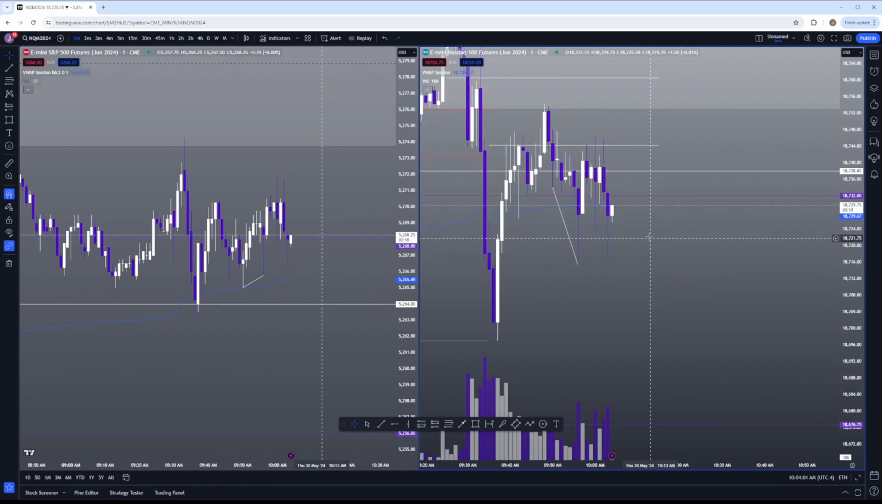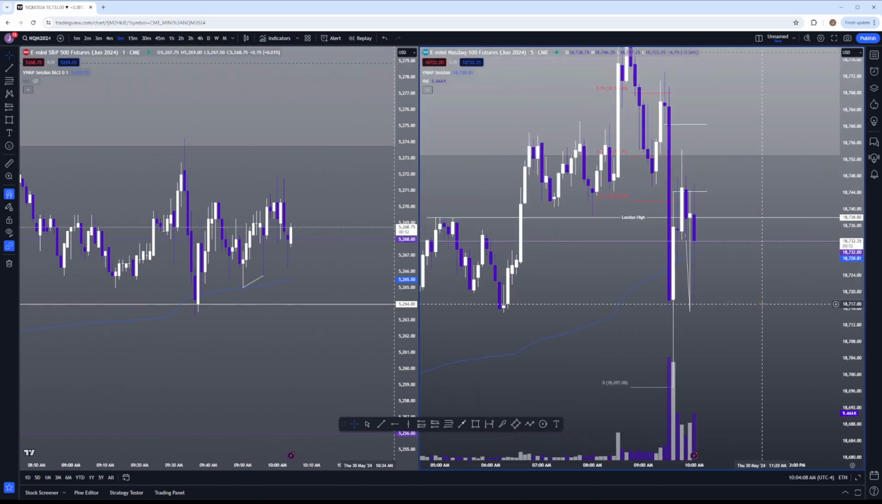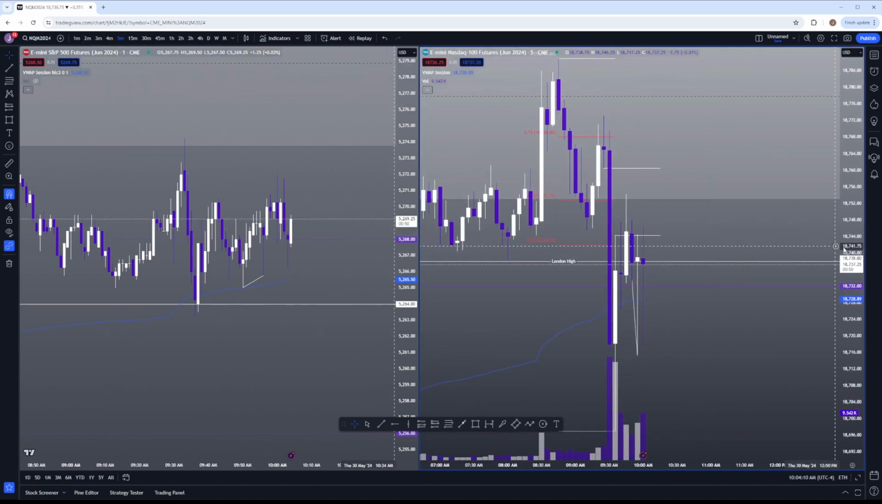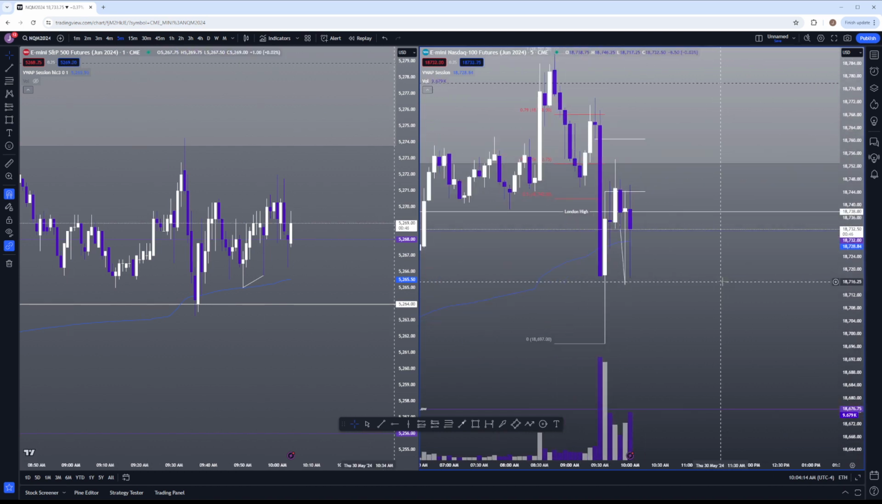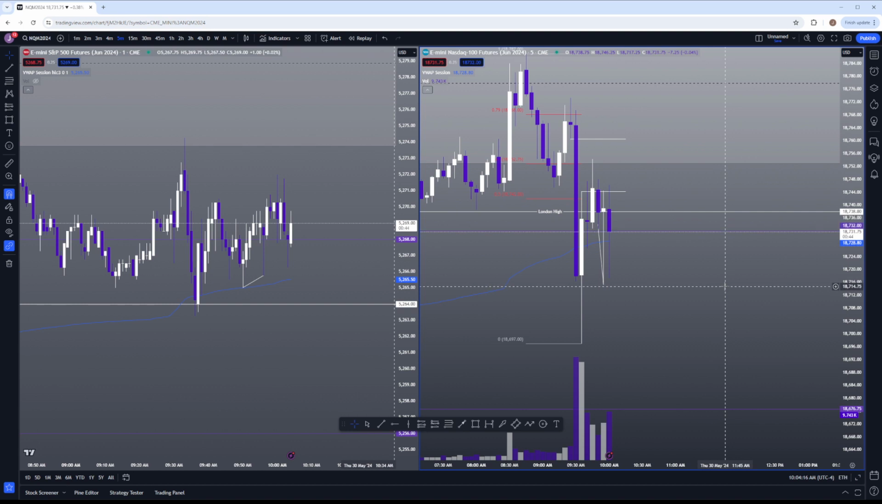So on the 1 minute, we still failed to displace here. Heading right back up into that range. And we're still respecting that 5 minute imbalance, 5 minute order block. You can see that we're just kind of chilling around VWAP today.